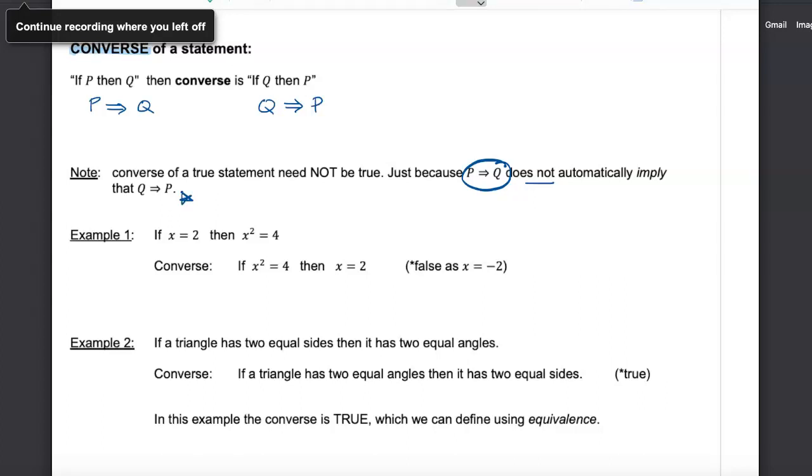Let's have a look at a couple of examples. If we say if x equals 2, then x squared equals 4, this statement is true. But if we do the converse, if x squared equals 4, then x equals 2, this statement is actually false, because x can also equal -2, not just 2. Let's have a look at another example.